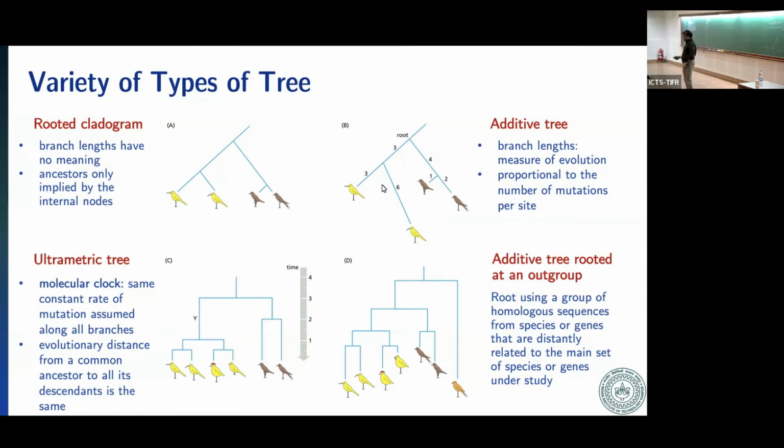So what is meaningful from this kind of tree is that you only have the topology of the tree. You can only say that, okay, these two species are closer to each other, these two species are closer to each other, but really you cannot put any numbers on the branches.